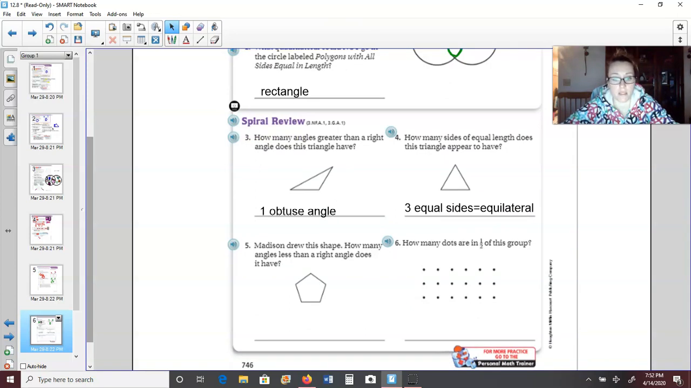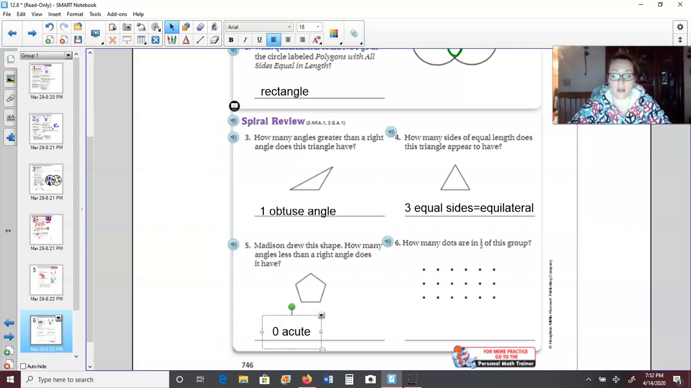And number 5, Madison drew the shape. How many angles less than a right angle does it have? So how many acute angles does that shape have? And if you look carefully, it has 0 acute angles. They are actually all obtuse.